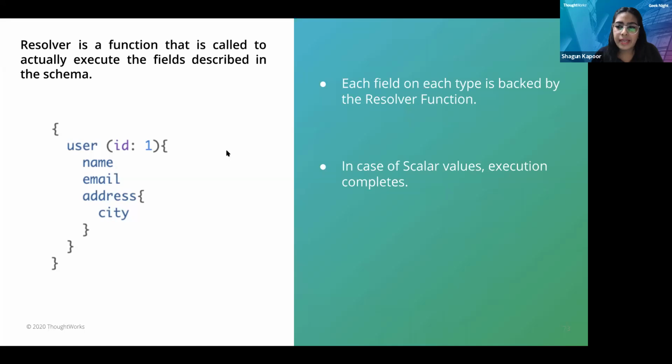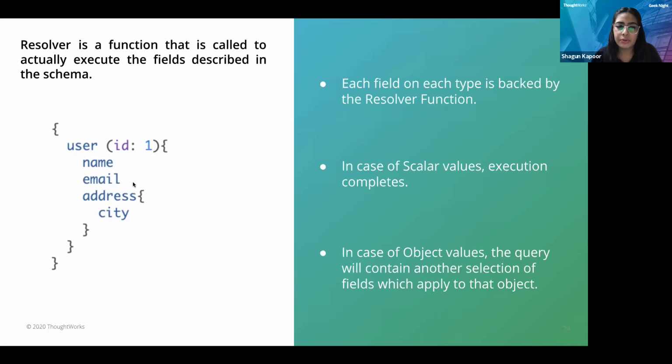In case of scalar values, the execution completes then and there. For example, here we have name and email, as we've seen earlier as well. These are string types, so the execution will complete right here itself. And in case of address, which is an object type, the query will contain another selection of fields which apply to this given object.